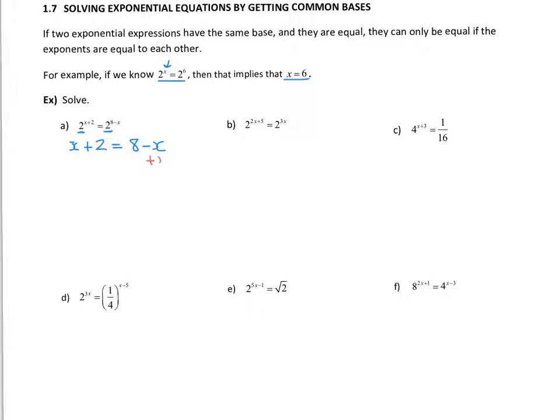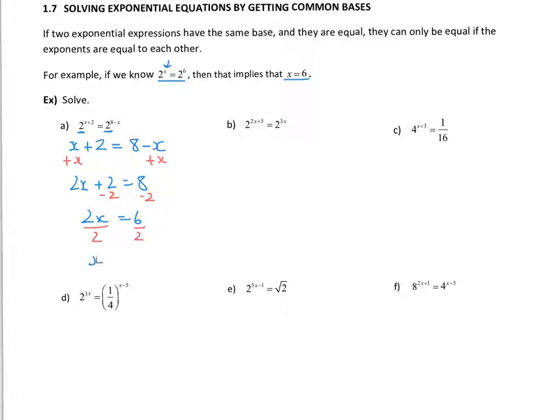So I'm going to add x to both sides. That gives me 2x's on the left. So 2x plus 2 is equal to 8. Subtract 2 from both sides. That gives me 2x equals 6. And then divide both sides by 2. x is equal to 3.